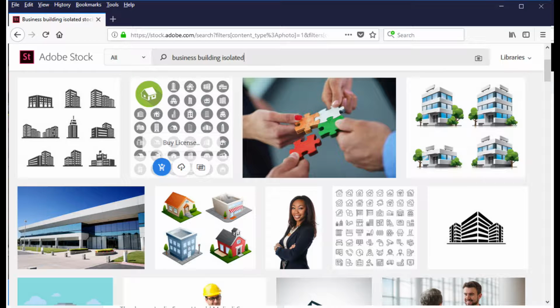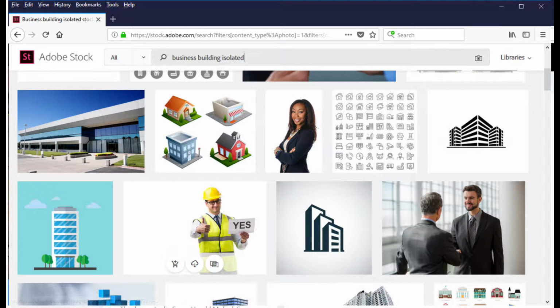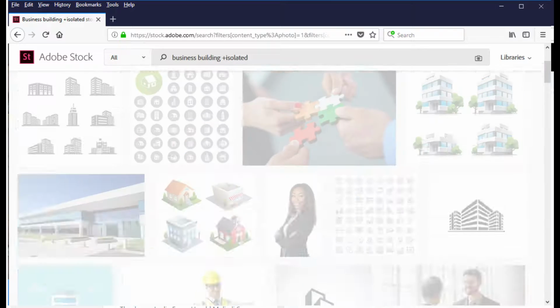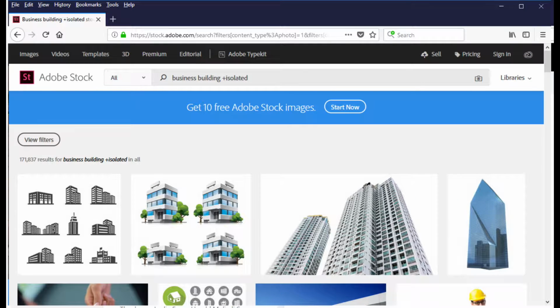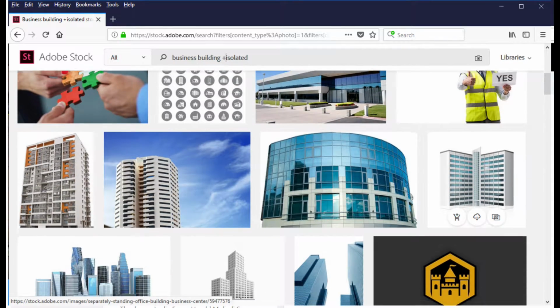I guess it came up mostly with icons of buildings. Okay. Now try something else. Use the first part and say plus isolated. Let's see. Plus isolated. Did that make a change? Yeah, it's actually coming up with more just isolated buildings.